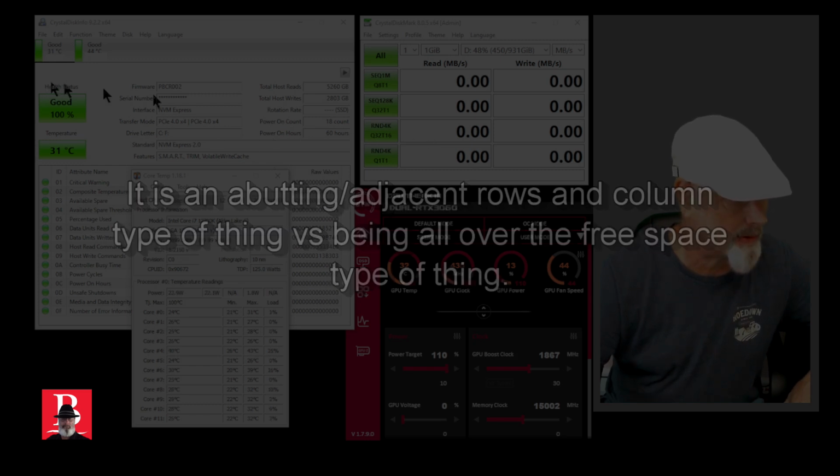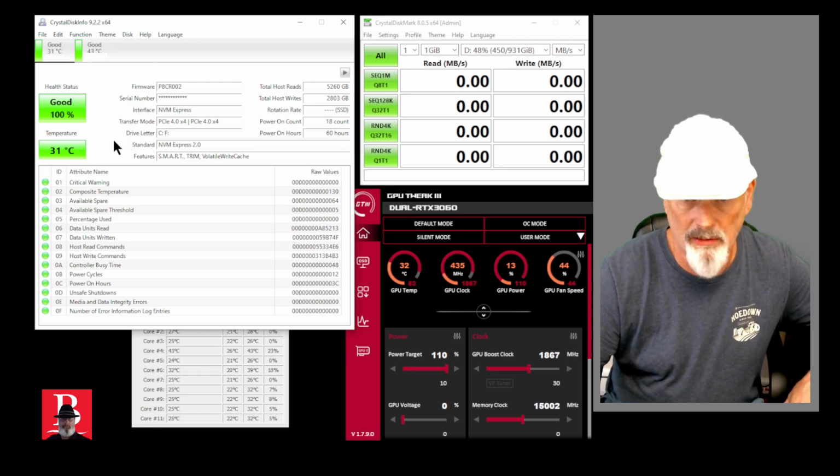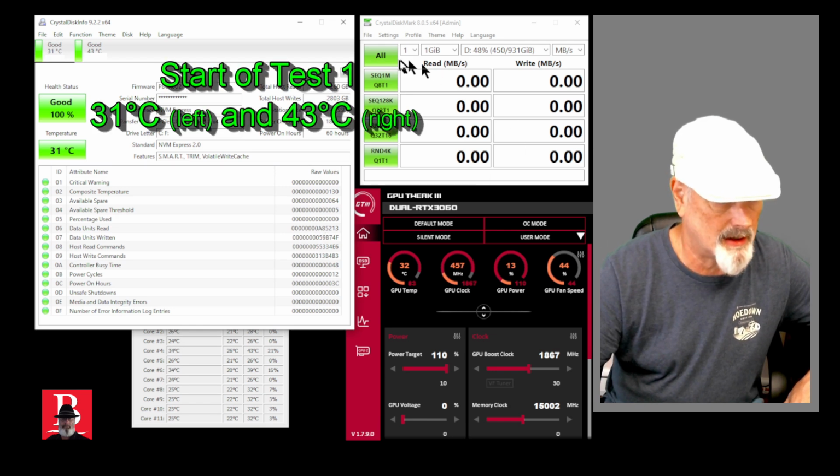Now right now we will trip this back over to reset the temperatures, and we see that one is at 31, one is at 43. So what do you say we go ahead and start?